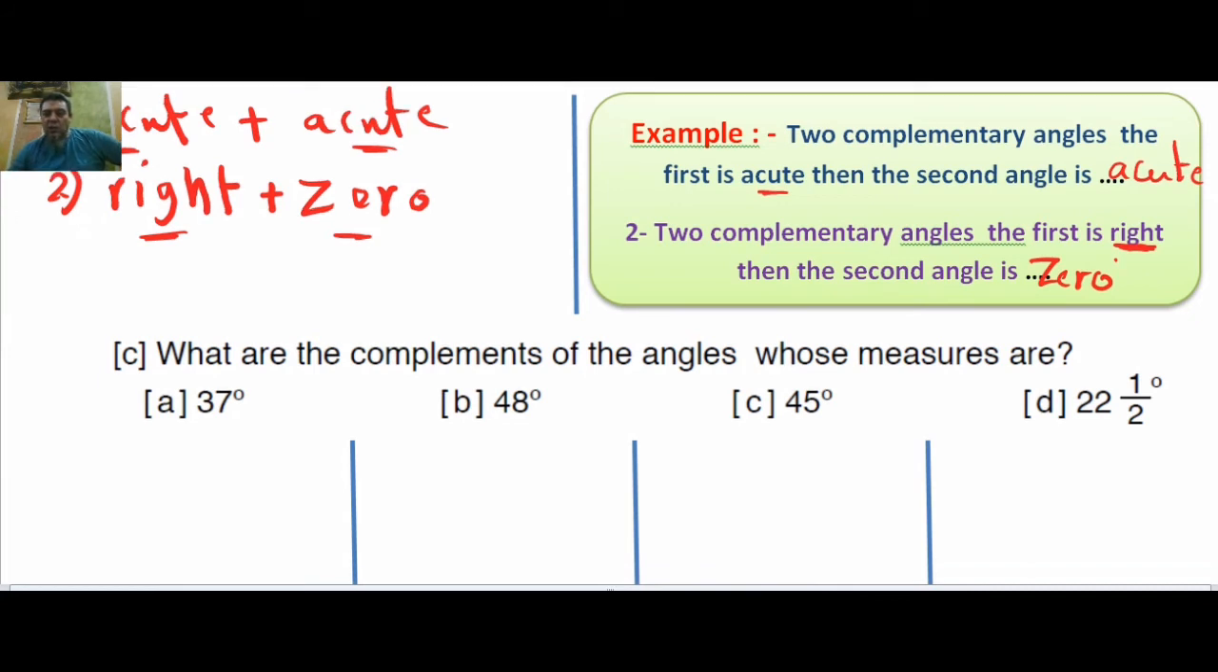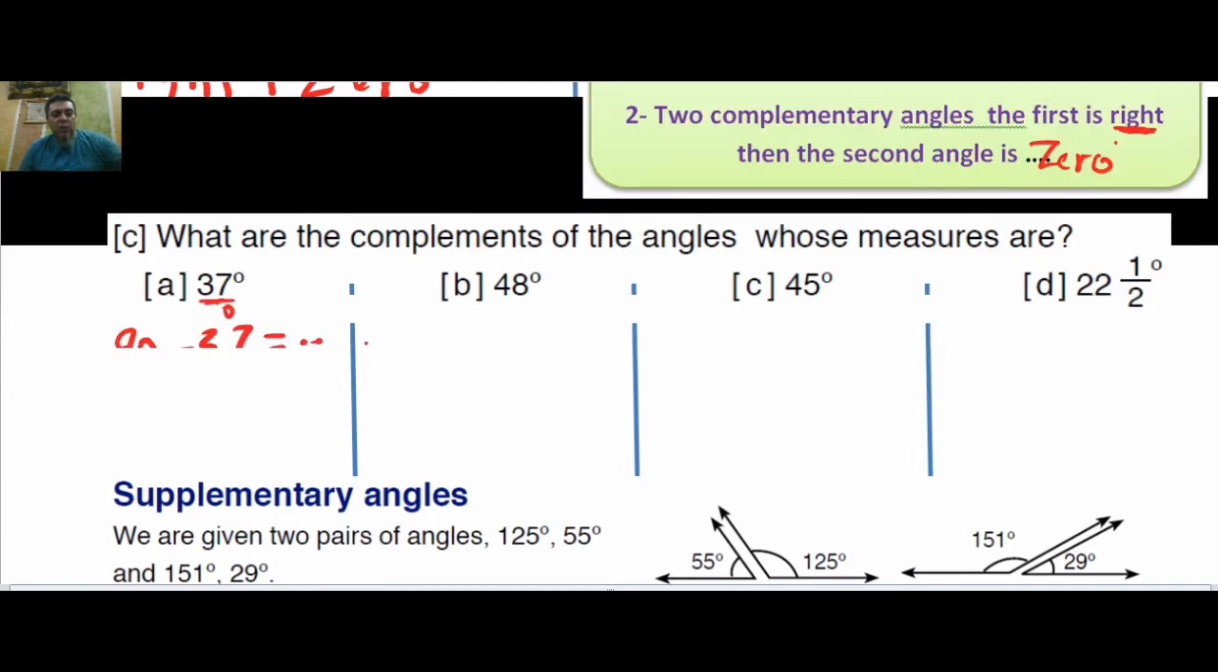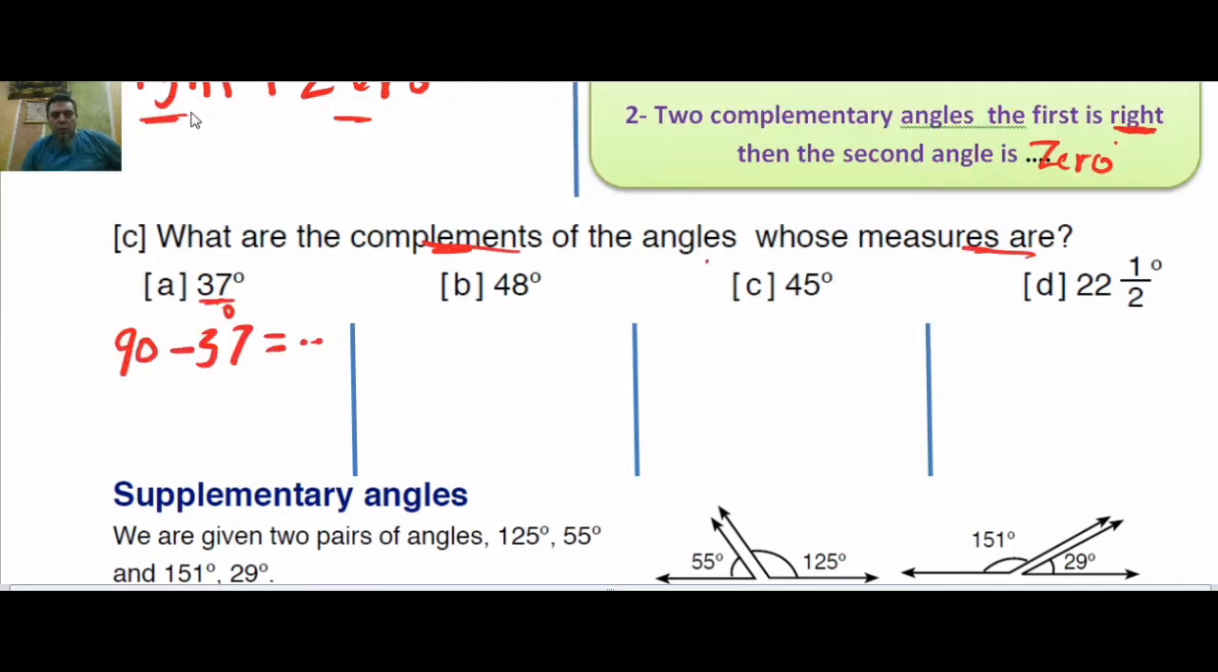Here in the exercise, what are the complements of the angles whose measures are given? The complement of the angle 35 equals 90 minus 35. The complement of the angle 48 equals 90 degrees minus 48. The complement of the angle 45 equals 90 minus 45.